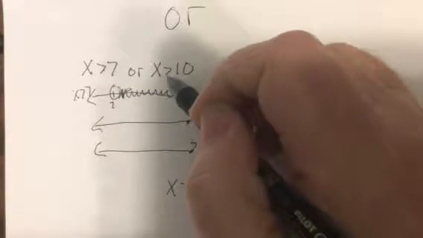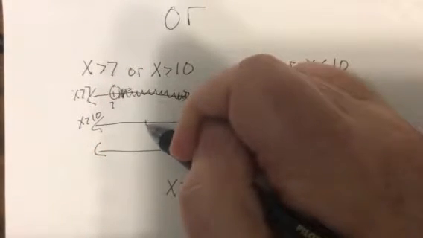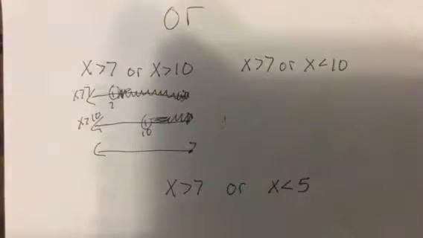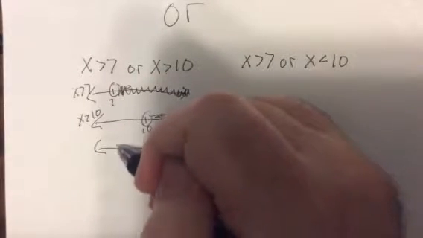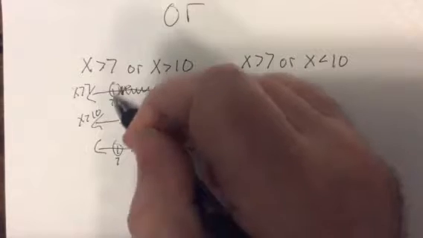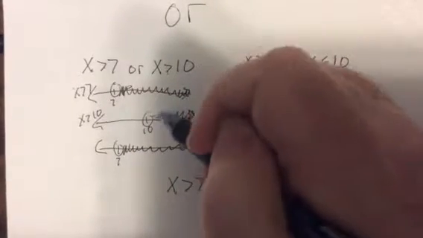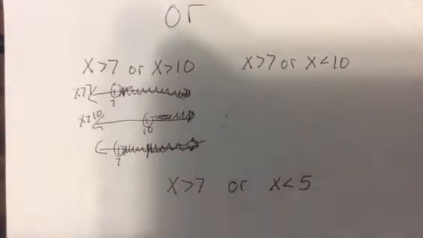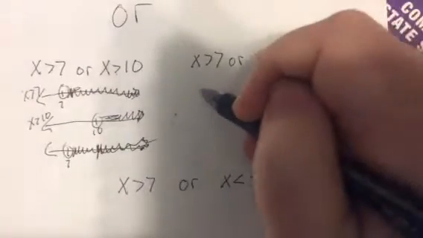Now this says all the ones bigger than 10. So 10, all the ones bigger. Now, "or" says wherever you see shading, put it on the final graph. So I see shading here. Bring it down, bring it down. So here's greater than 7. Open dot, because that's not included. Now take all this shading and bring it down. Oh, well, that's already greater than 7. So that's my answer. Okay, let's look at this one.